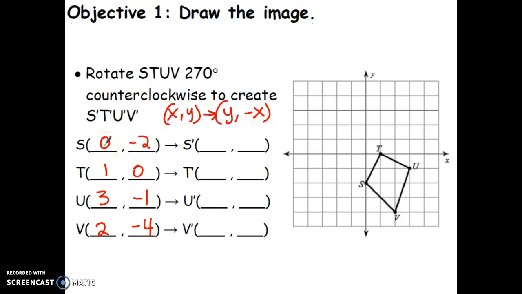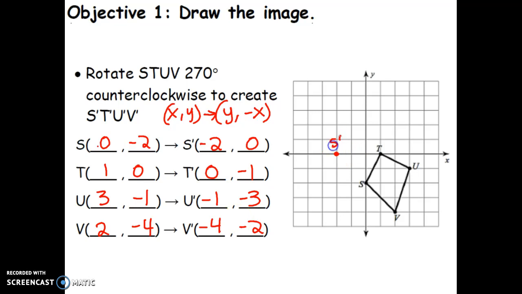So 0 is our x. The 0 does not have a sign, excuse me, so it will stay the same. Now we swap them. So that is negative 2, 0. Change the sign of 1. It becomes negative 1. Swap them. 0, negative 1. 3 becomes negative 3. Swap them. Negative 1, negative 3. 2 becomes negative 2. Swap them. Negative 4, negative 2. Now that we have our image ordered pairs, all we need to do is plot them.